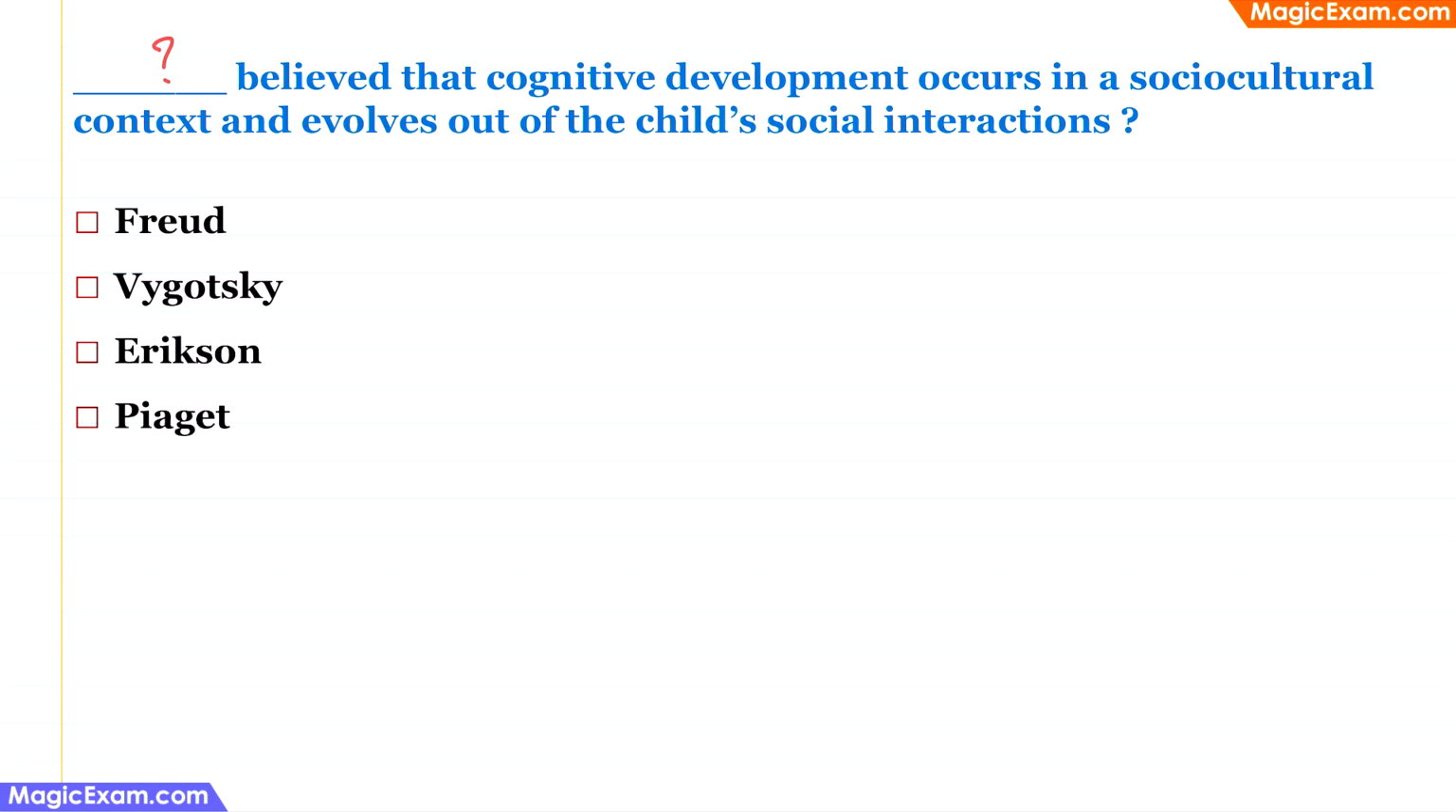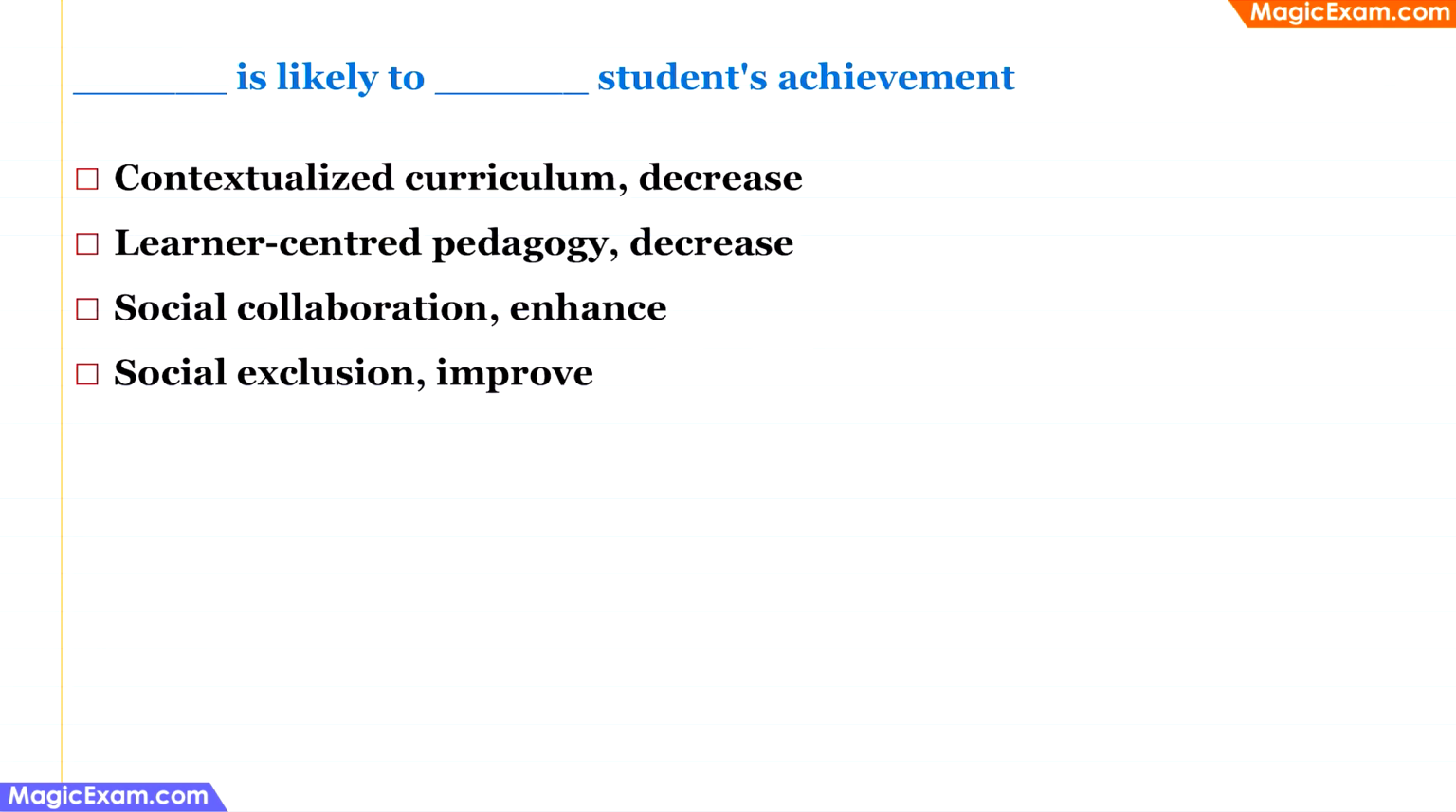Who believed that cognitive development occurs in a socio-cultural context and evolves out of the child's social interactions? Like I said, Vygotsky's theories and concepts are based on 3 factors, that is social, cultural and language. Since you can see social and cultural here and social is repeated here, then you can easily identify that the correct answer has to be Vygotsky.